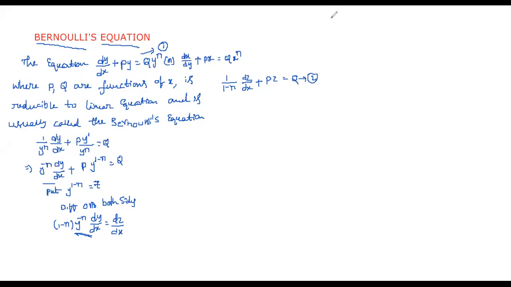Okay, so let us see the problems on this. First problem, solve: x into dy by dx plus y is equal to x cube y power 6.